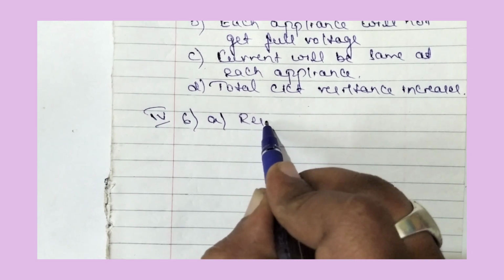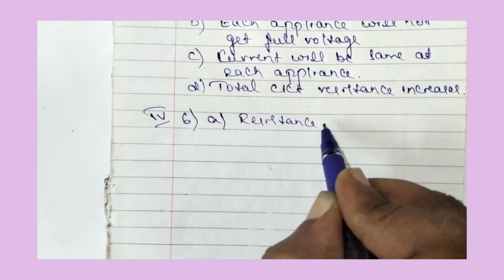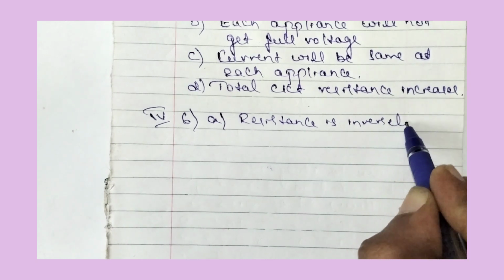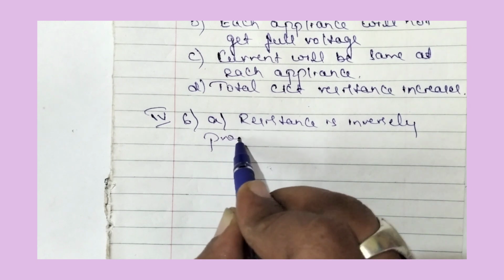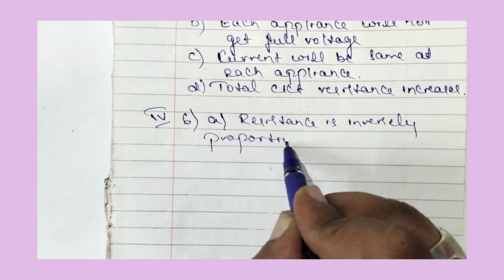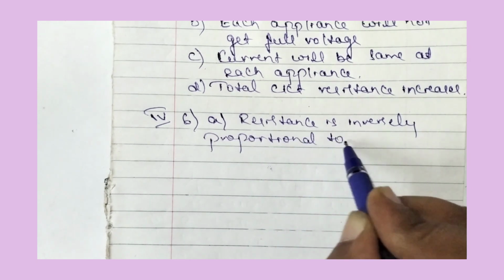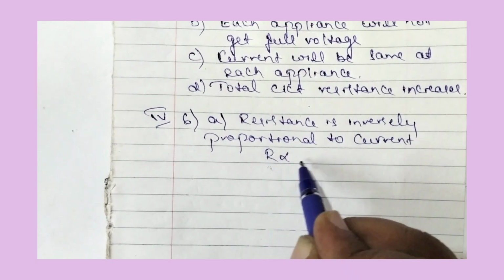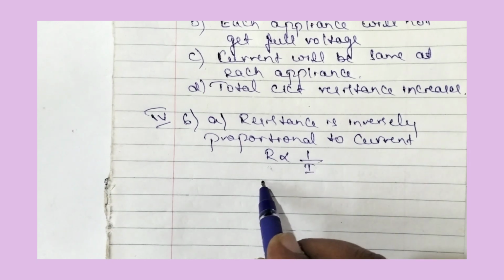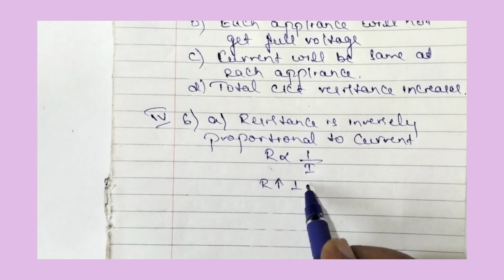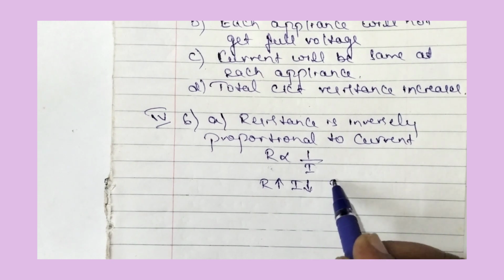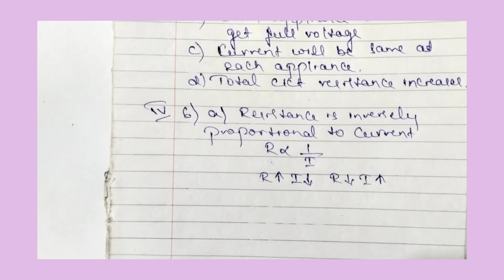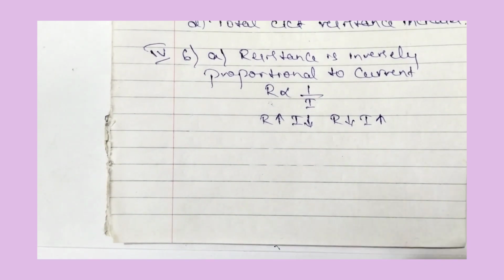So resistance is inversely proportional to current. As resistance increases, current decreases. As resistance decreases, current increases. Therefore, both of them are inversely proportional to each other.